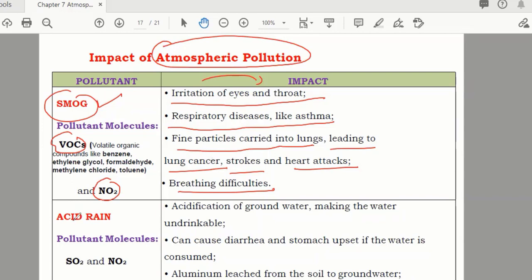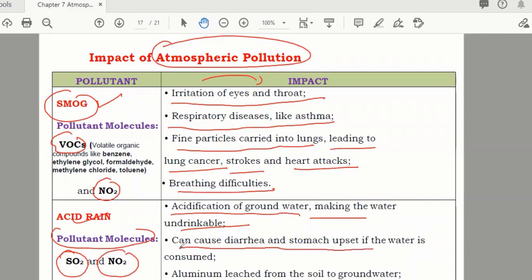After that, acid rain. It is due to what? What are the pollutant molecules? Sulfur dioxide and nitrogen oxides. Acidification of groundwater, making the water undrinkable, can cause diarrhea and stomach upset if the water is consumed. Aluminium leached from the soil, groundwater. Acidification of groundwater damages the tree roots.